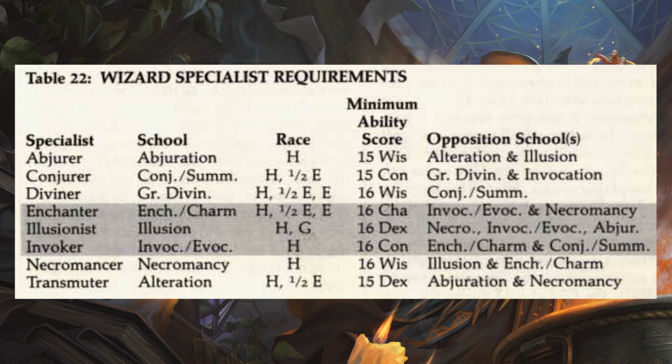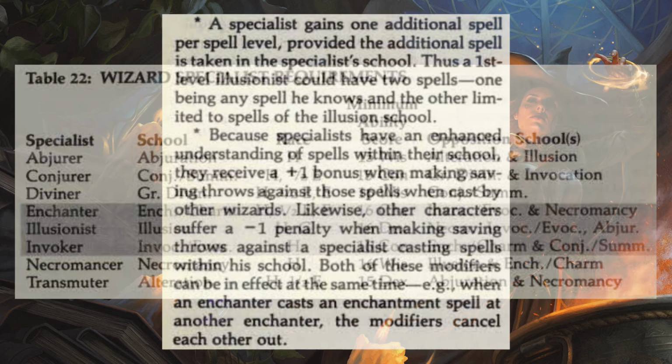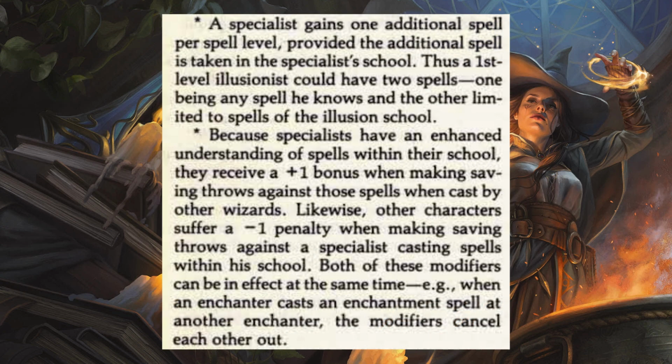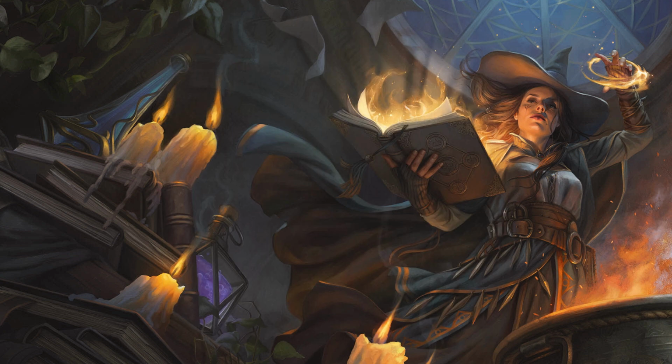Players would need to consult this diagram to learn which schools of spells they could or could not learn. If you did opt to be a specialist, you were rewarded with an extra spell slot at each level and an increased modifier when using a spell of your given school.